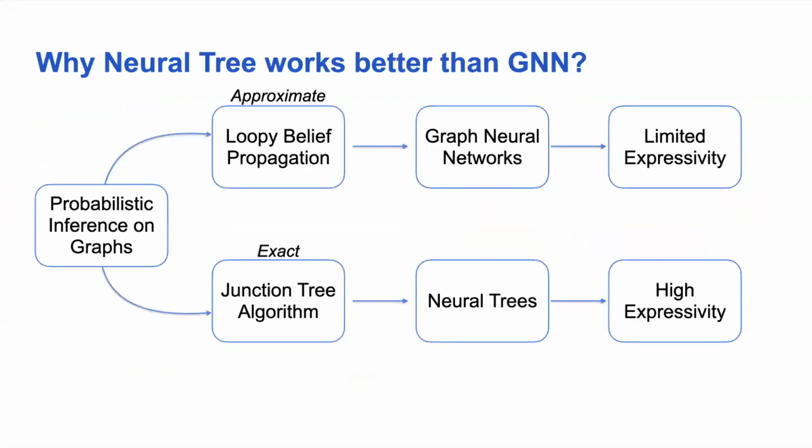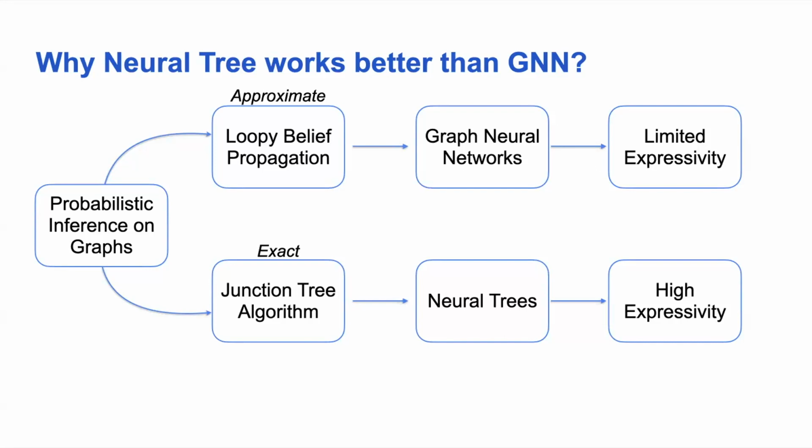And I want to explain the intuition why this happens, because there's an increasing trend of using graph neural networks on scene graphs to do inference. And this is why you should think about not using graph neural networks directly. So there's a whole literature on probabilistic graphical models, and there are two algorithms people use. One is loopy belief propagation, and graph neural networks can be thought of as a neuralized version of loopy belief propagation. But loopy belief propagation is approximate inference, whereas the exact inference is the junction tree algorithm.